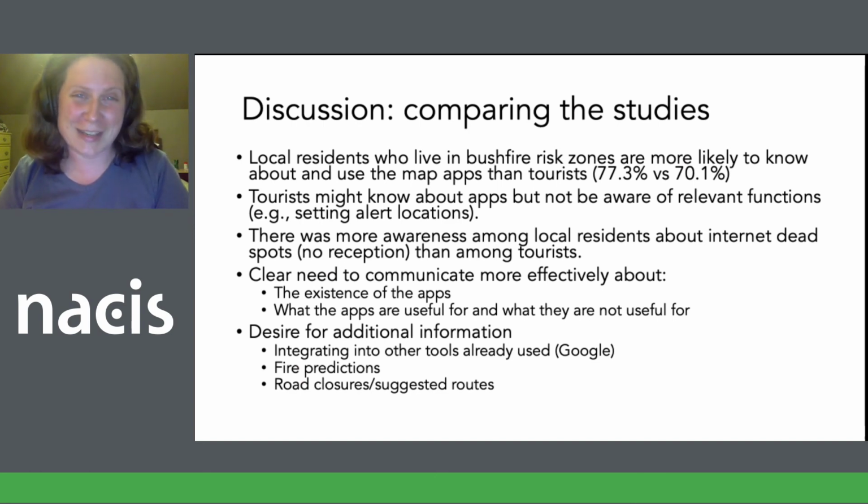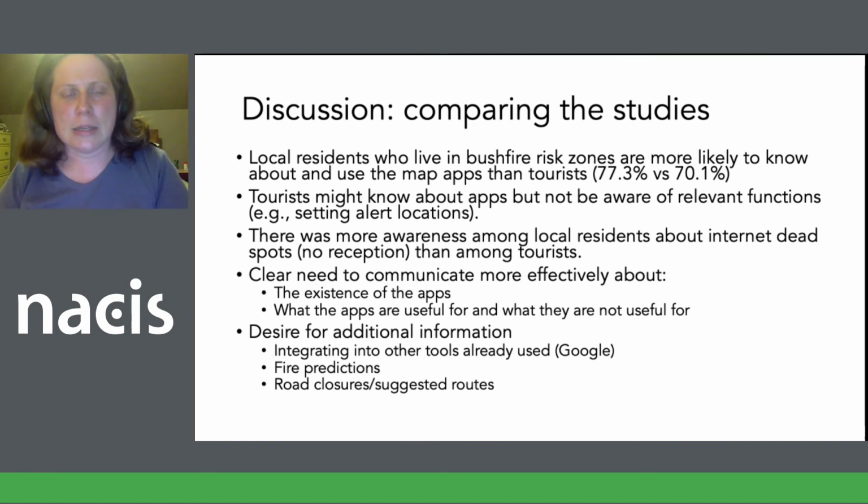In the free text responses of the tourist respondents, there were quite a number of people who voiced a desire to be able to set an alert location that was not their home location, and that actually exists in these apps, so they maybe just don't know how to find that within the app. So some more clear instruction about how one could do that might be helpful in the apps.